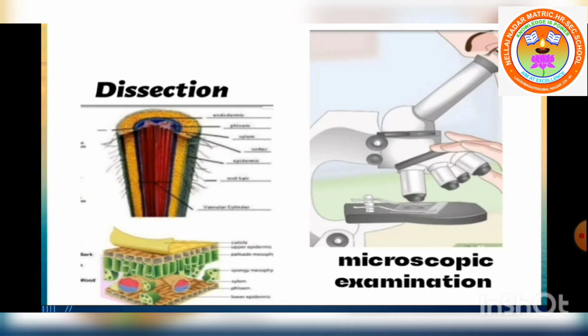Why is it important? Dissection helps the students to learn about the internal structure of organisms. It helps students learn how the tissues and organs are interrelated. So after dissection, the dissected section should be stained, mounted on a slide, and observed under a microscope.